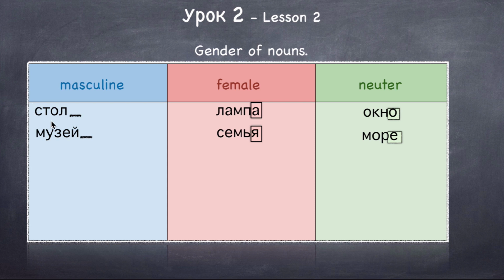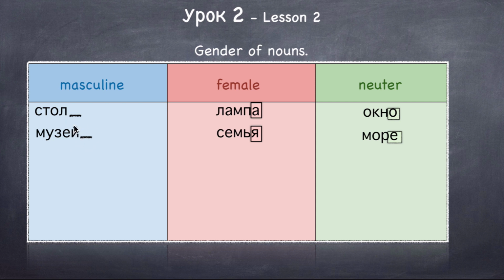The rest of the word is called the stem of the word. This stem ends with a hard consonant because it is not followed by any soft sign or soft vowel. Therefore, I will call it a hard stem noun. Музей.